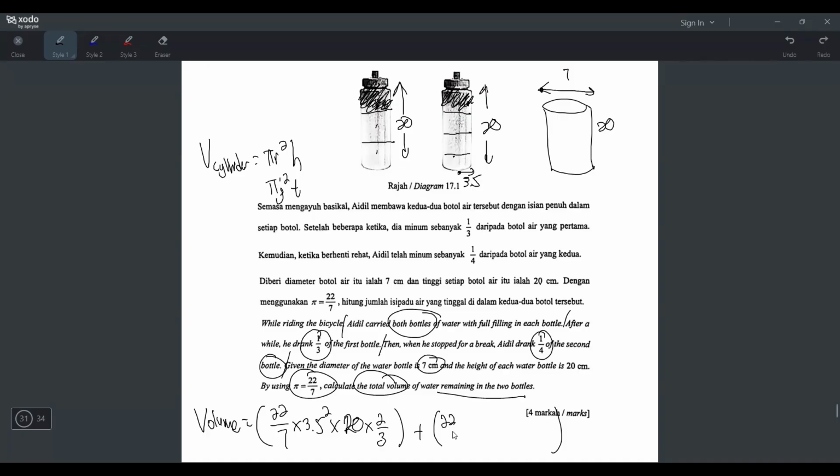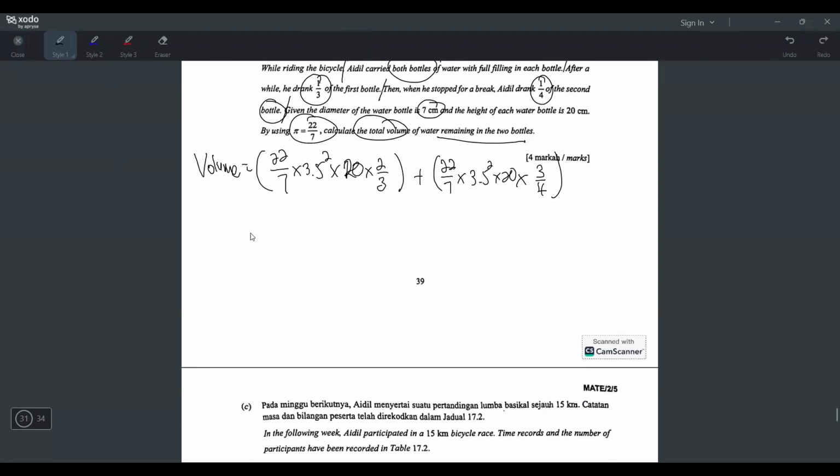Second bottle, you will also take pi r square h, 3.5 square, and then 20. But you have to times how many? How many remaining here? 1, 2, 3. So it's 3/4, because only 3/4 remaining. Because you drank 1/4 already. So the remaining is 3/4. And now we just press the calculator, then you get your answer.